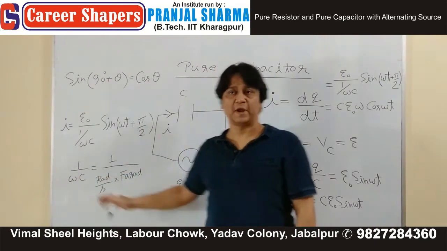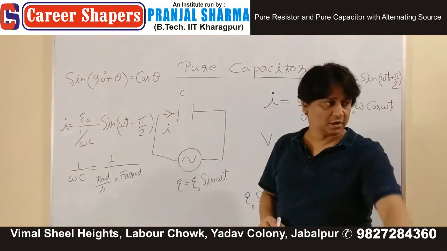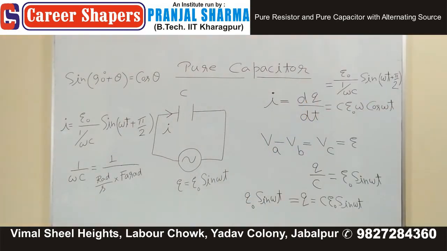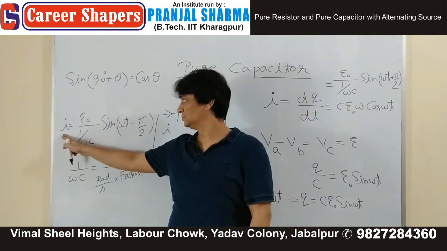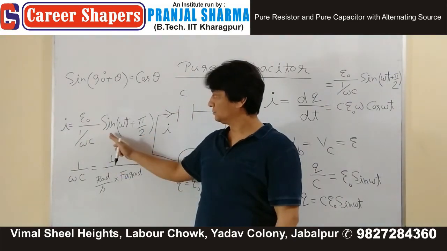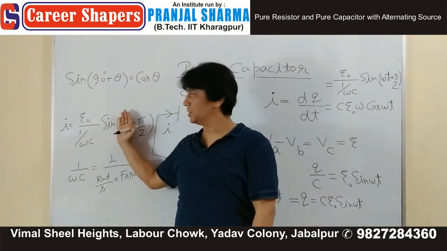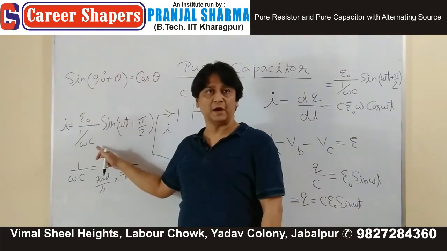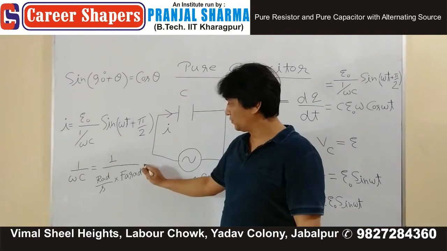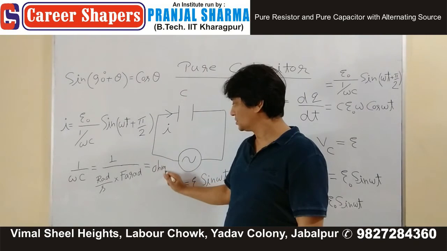So what is 1 upon omega c? But only one person has answered and the answer is correct. What is I? Amperes. What is the unit of sine? It's a ratio, perpendicular upon hypotenuse. It doesn't give you any unit. So what is I? Amperes. What is this? Volts. So what should be the denominator? Ohms. And therefore this thing is nothing but ohms.